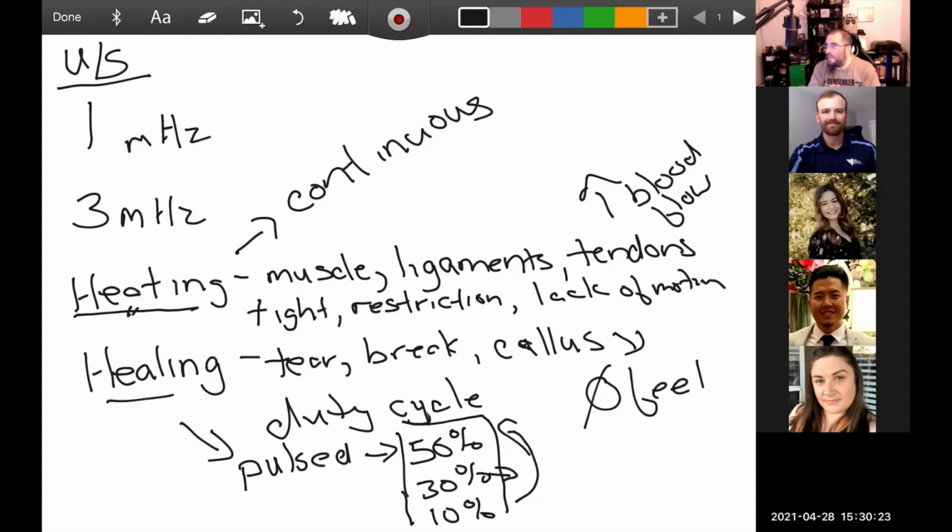But man, for whatever reason, when I do, usually people describe it as like my skin is crawling, at continuous and 50%. When would I use healing on the hand? Maybe I've got a ruptured ligament in my finger. Well, then I'm going to use healing instead of a heating effect. That's kind of the process of it.